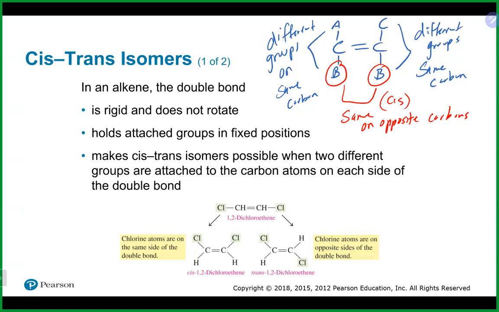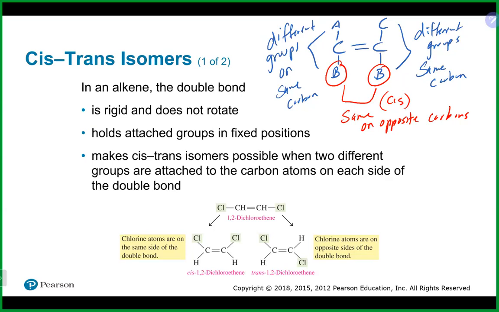Now, when we're dealing with cis and trans isomers, anything attached to the carbon in the carbon-carbon double bond is considered a group, including hydrogen. So you could look at hydrogen as a group, even though normally we don't. But when we're looking at cis and trans, we would.